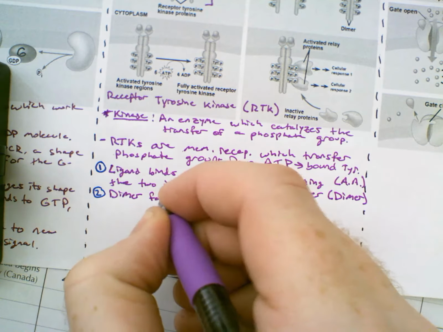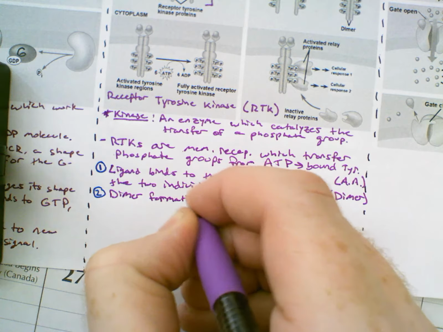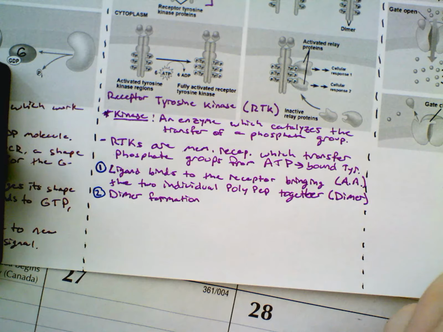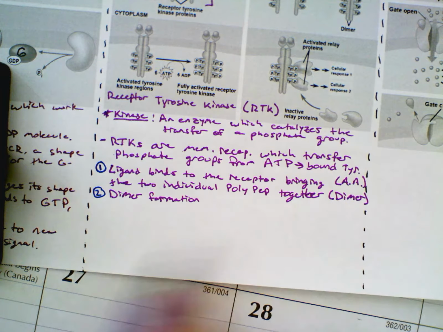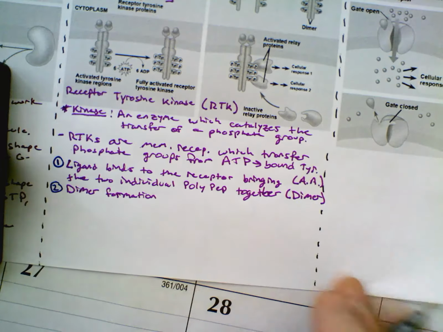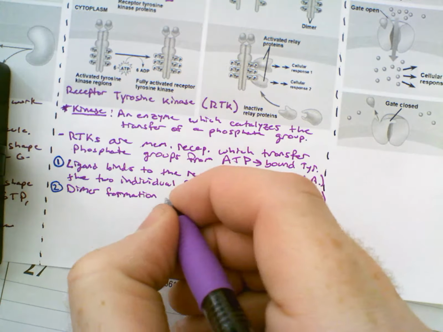Dimer formation. This one has 4. No, this one has 3. 3 and then a final statement. So we've got 4 lines. So dimer formation activates.